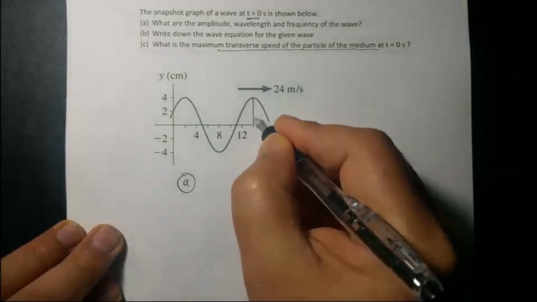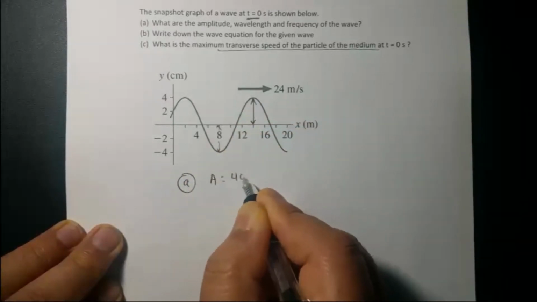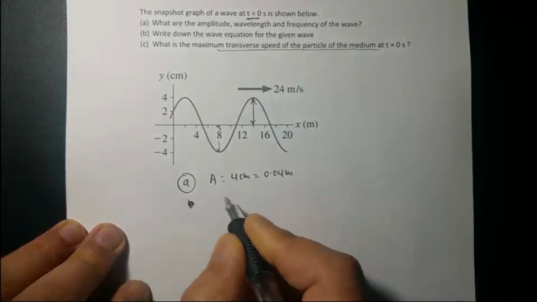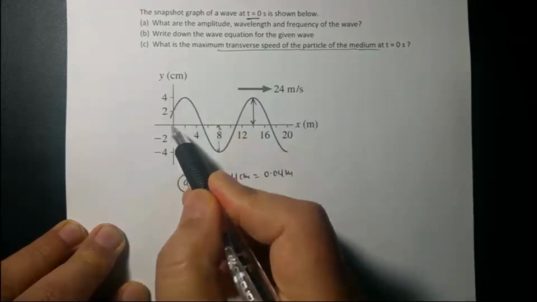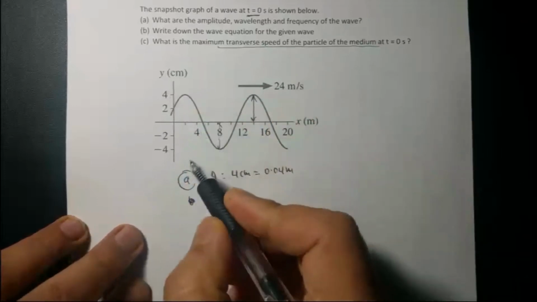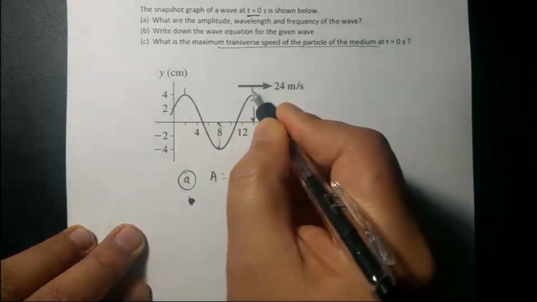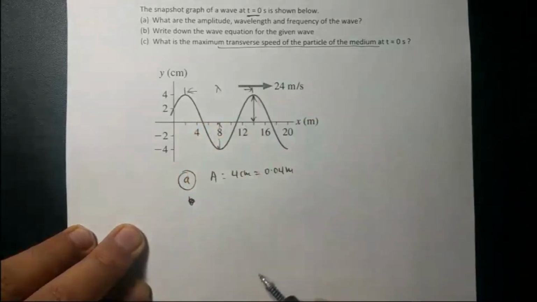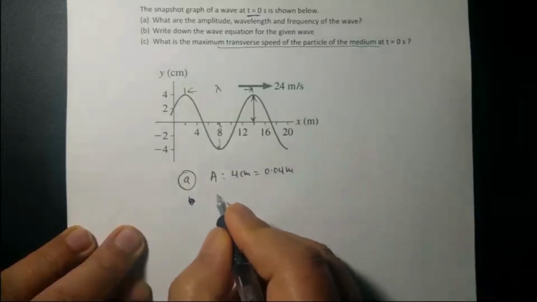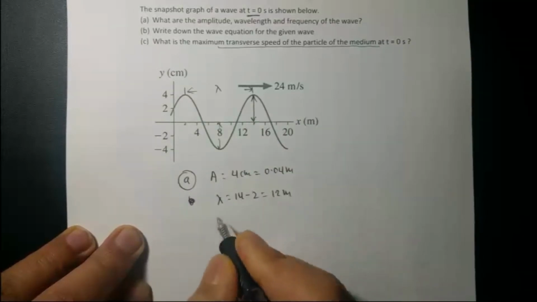Amplitude is again just the maximum displacement, so that's 4 centimeters, or in meters if you want. What's the wavelength? This is y versus distance x, so if you are given the wave pattern in y versus distance x, the peak to peak distance is your wavelength. So lambda is 14 meters minus 2 meters, so 12 meters.